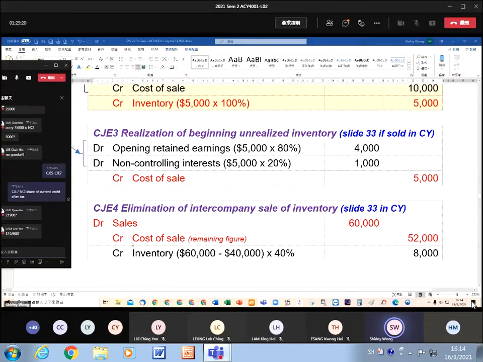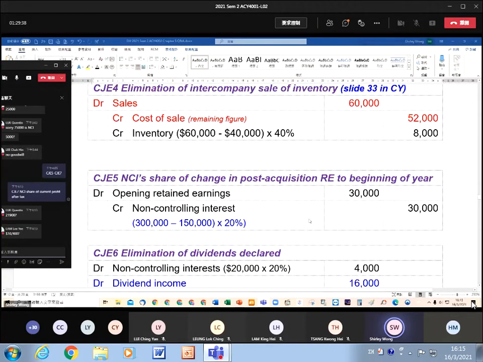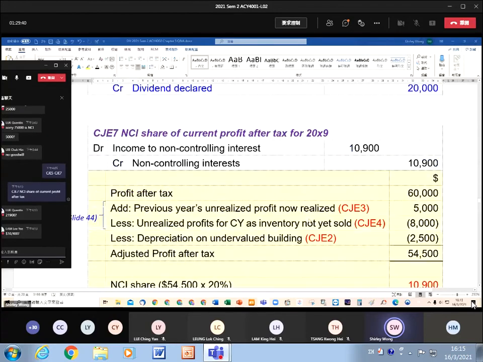And then finally, for the current year sales, because 40% of them have not yet been sold, we need to calculate this amount and include it to reduce the profit of the subsidiaries. Therefore, CJE 2, 3, and 4, we need to take into consideration. So let's have a look at the adjustment here.